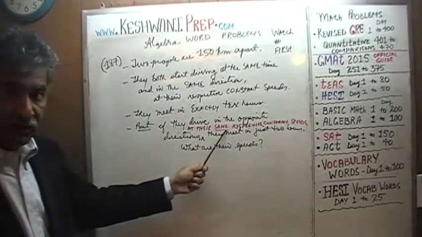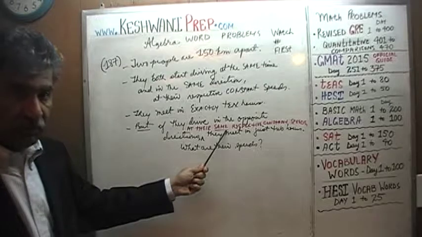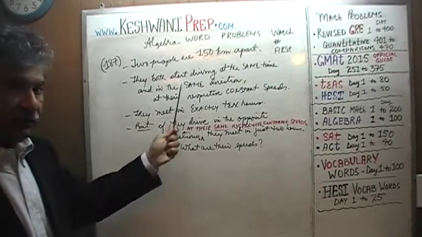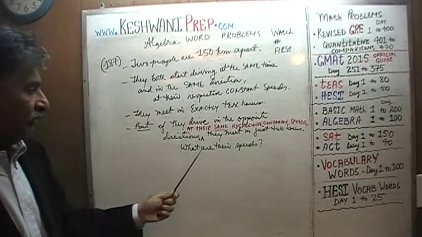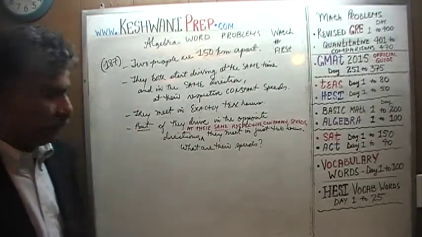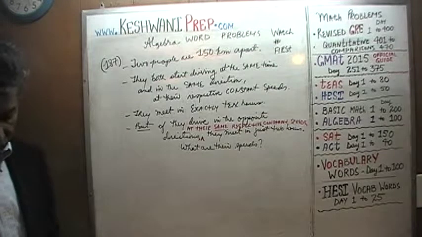But if they drive in the opposite direction, towards each other that is, at their same respective constant speed, the speed does not change. As I said, they drive at their respective constant speed throughout the entire story, whether they're driving in the same direction or opposite direction. We are told that when they drive in the opposite direction, they manage to meet in just 2 hours. The question simply is, what are their speeds?